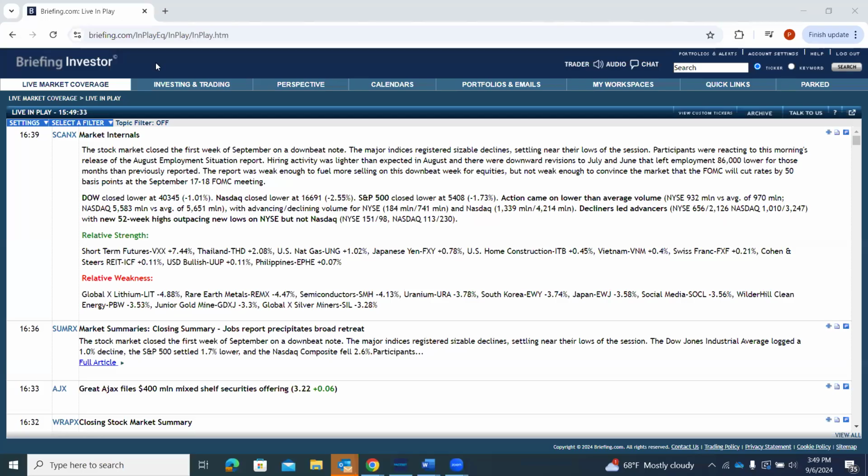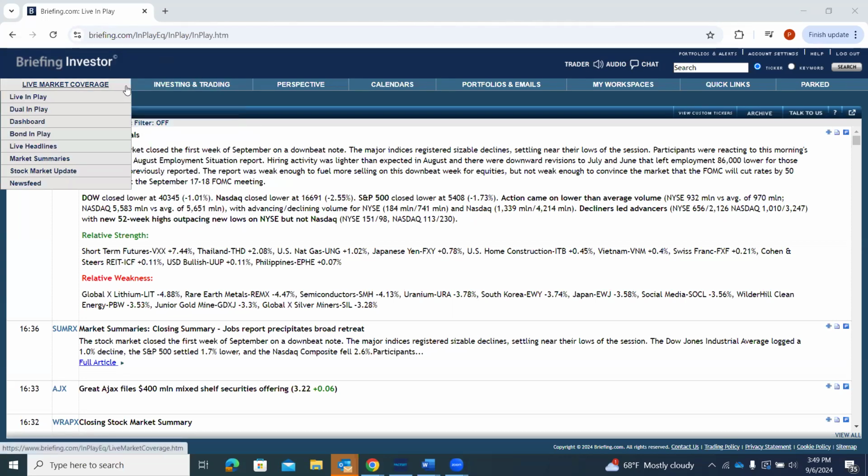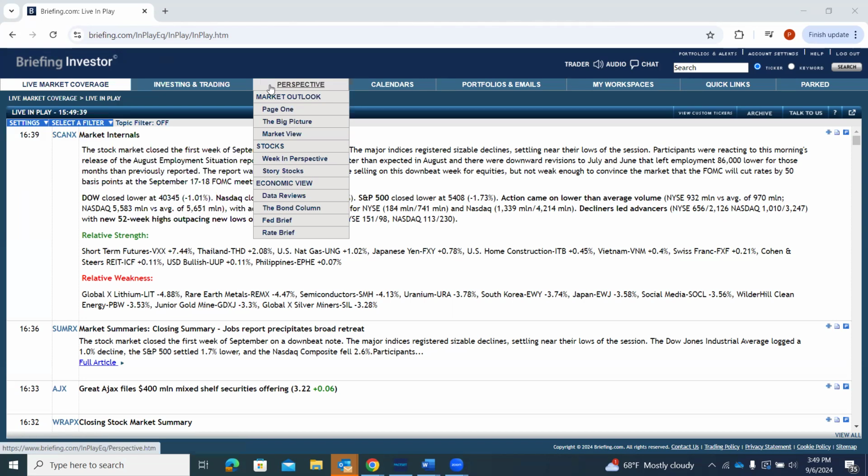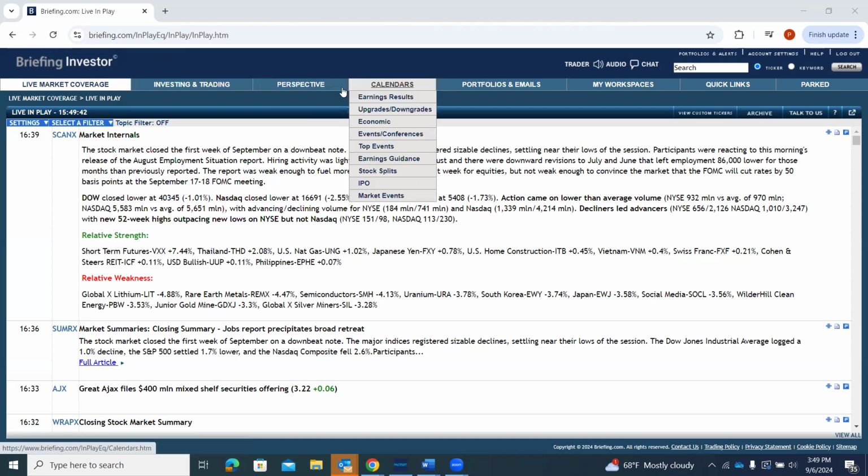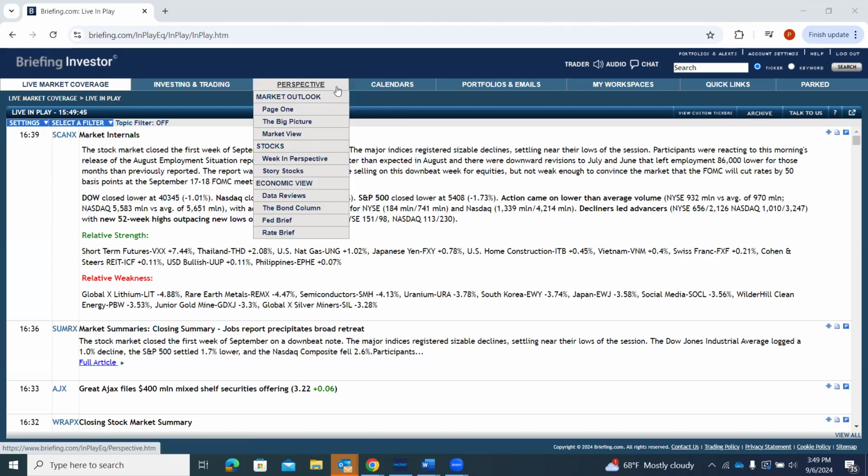Briefing Investor can be broken down into four main content sections organized around live market coverage, investing and trading, perspective, and calendars. Today, we will be covering the pages found under our Perspective menu tab. The Perspective section is where you will find Briefing's analysis of macro conditions, as well as our story stock coverage.